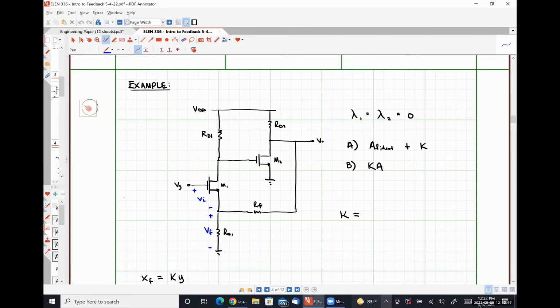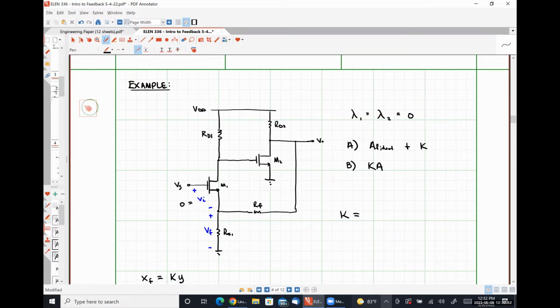Now, because we are trying to find our ideal gain with feedback, that means that we need to set our input signal VI to 0, because the whole point of an ideal system is that our gain is established entirely because of our feedback system with no contribution from our input signal. So that means in an ideal case, VI should be 0.